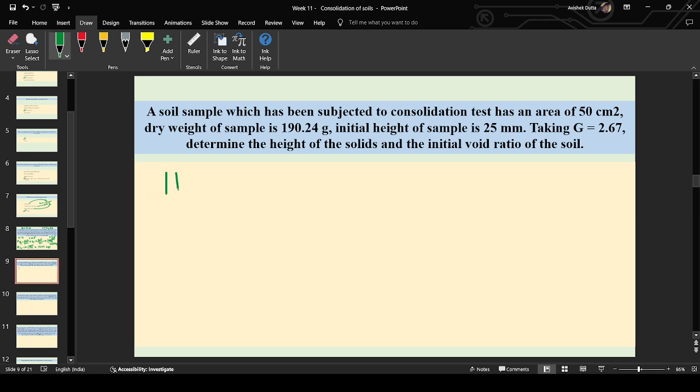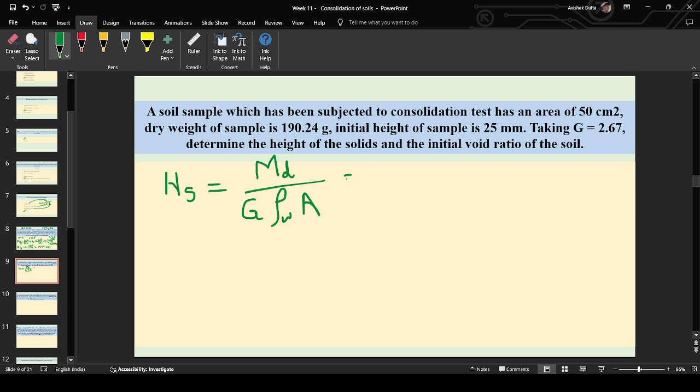So the height of the soil solids will be equal to how much? The mass of the dry soil divided by the specific gravity multiplied by rho w into the area. I don't take gamma w, I'll take rho w because it is density, not the unit weight. How is it coming? G equals rho s by rho w. What is rho s? Density of soil solids. Now mass by volume is density. So mass of dry soil divided by Hs into A, height into area gives us the volume. So rearranging that equation of G, we get this equation.